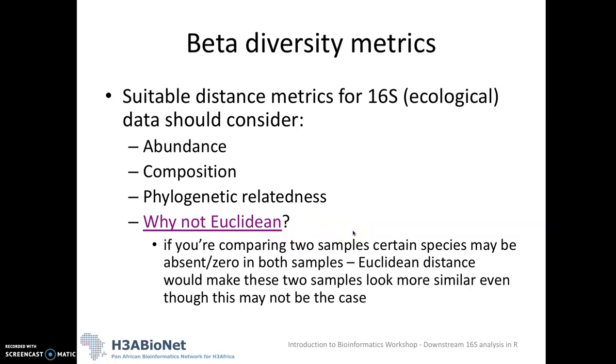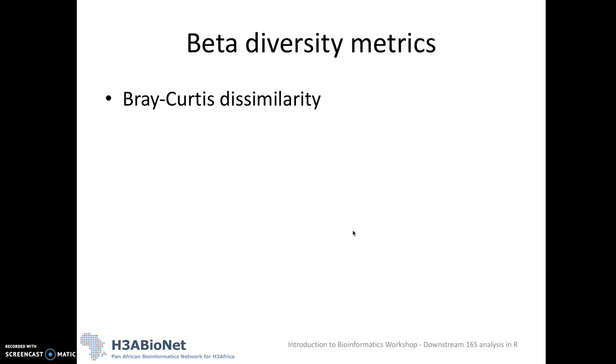analyses. So if you're comparing 2 samples, you might see that certain species are absent in both those samples, and in a nutshell, if we use Euclidean distance, this would make these 2 samples look more similar, even though that may not be the case just because they have an absence of both of those ASVs. So instead, we often use something called Bray-Curtis dissimilarity.